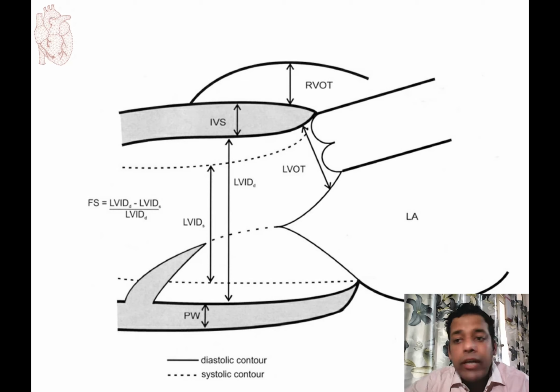I would also like to share a tip here. As the linear measurements are only along a single line, this may either underestimate the severity of global dysfunction if only a normal region is interrogated, or overestimate the abnormality if the measured area has regional dysfunction. So, one must always have an interpretation based on both the qualitative and the quantitative assessment.